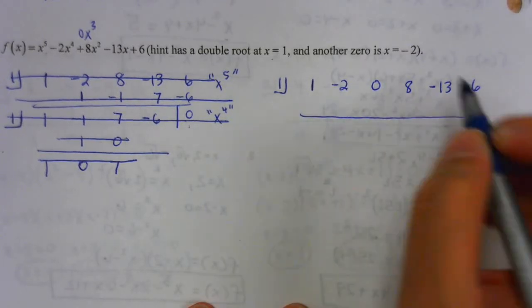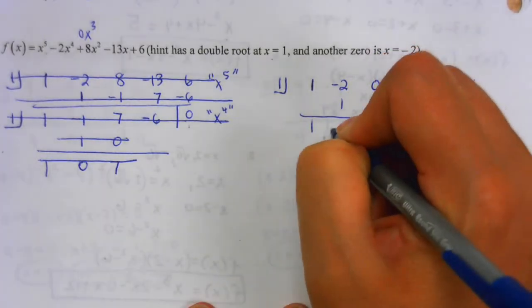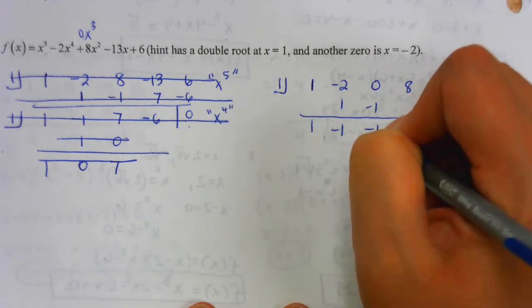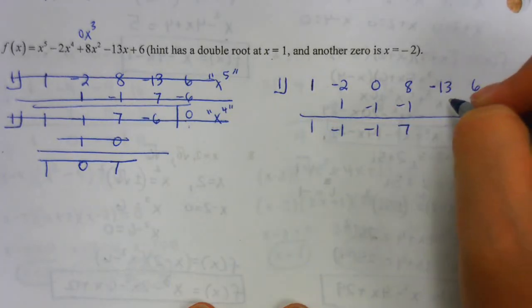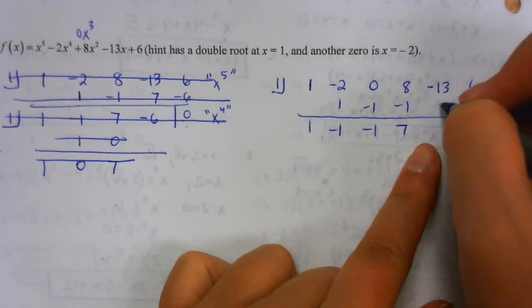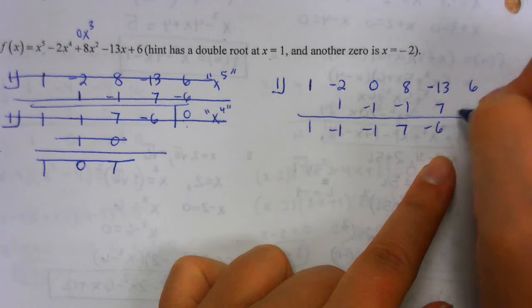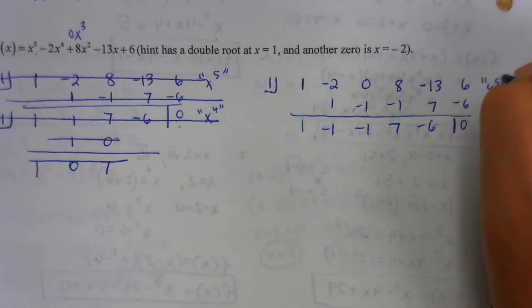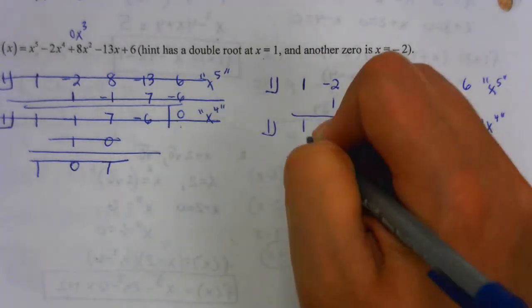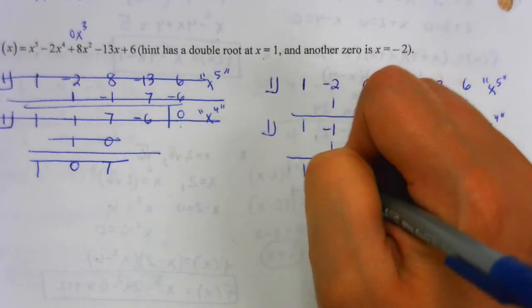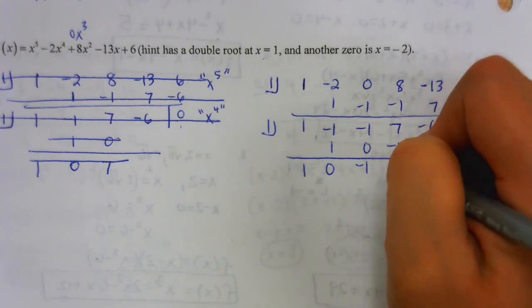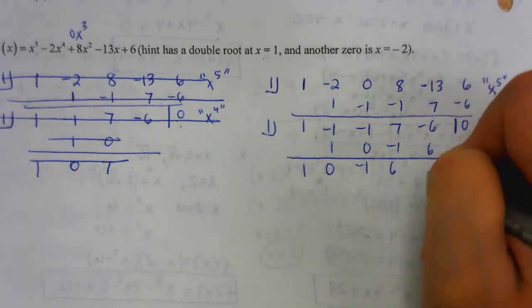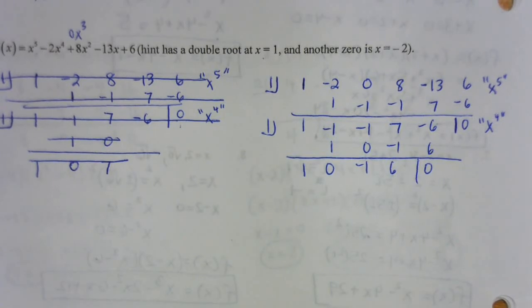Let's try this again. So we have 1, bring it down, we get a -1, multiply, we get -1, -1, we get 7, go back and multiply, we get a 7, which gives us a -6, which gives us a -6 here, which gives us a 0. Again, this was our x to the 5th, this was our x to the 4th. We're going to do it again, bring it down, multiply, we get -1, that gives us -1, which gives us a 6, we get a 6, we get a 0. So this is now x to the 3rd.